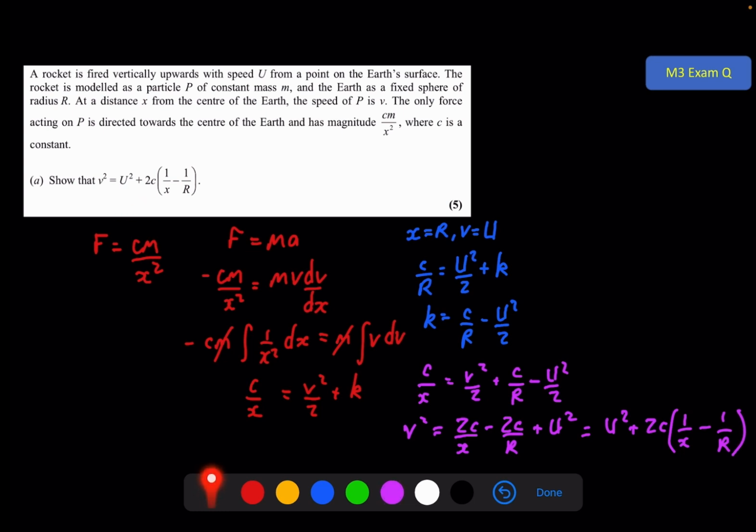And there we go. A lot of that was using work we did in the previous video, but you must remember that law of gravitation, F is equal to capital G, mass 1, mass 2, divided by d squared.